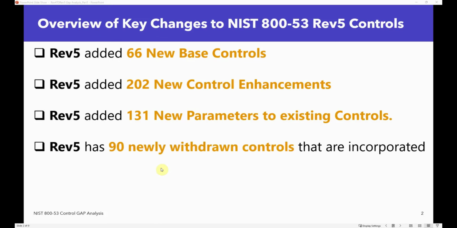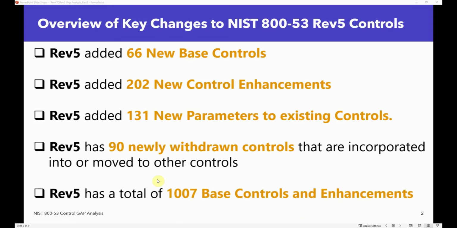All right, moving on. Revision 5 has 90 newly withdrawn controls that are incorporated into or moved into other controls. 90 of these controls are being incorporated into other controls. They are not completely withdrawn, but they have been incorporated into some of the other existing controls. And finally, Revision 5 has a total of 1,007 base controls and enhancements. So in a nutshell, all the controls that we are dealing with in Revision 5 of the NIST 800-53 documentation are 1,007 controls in total.